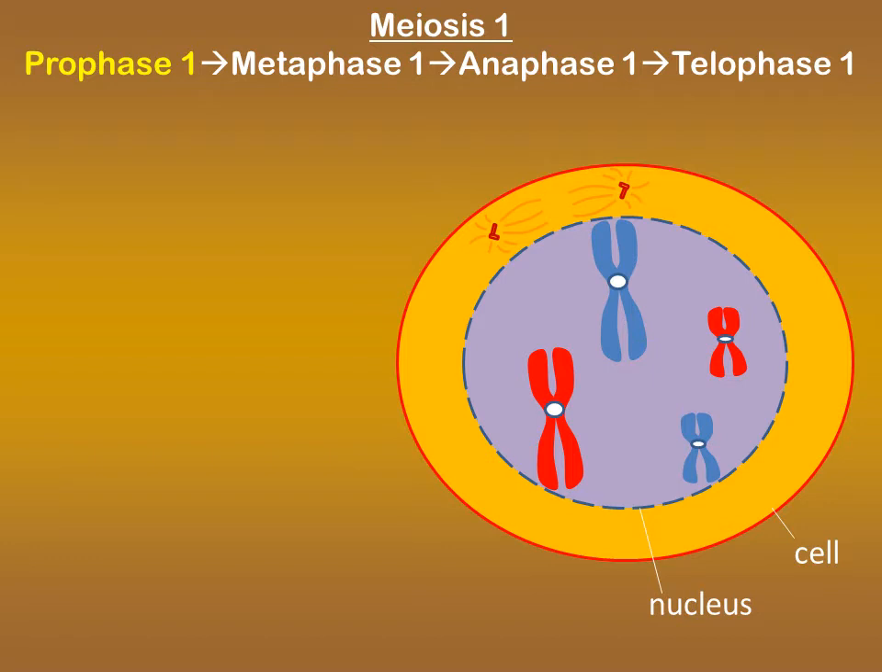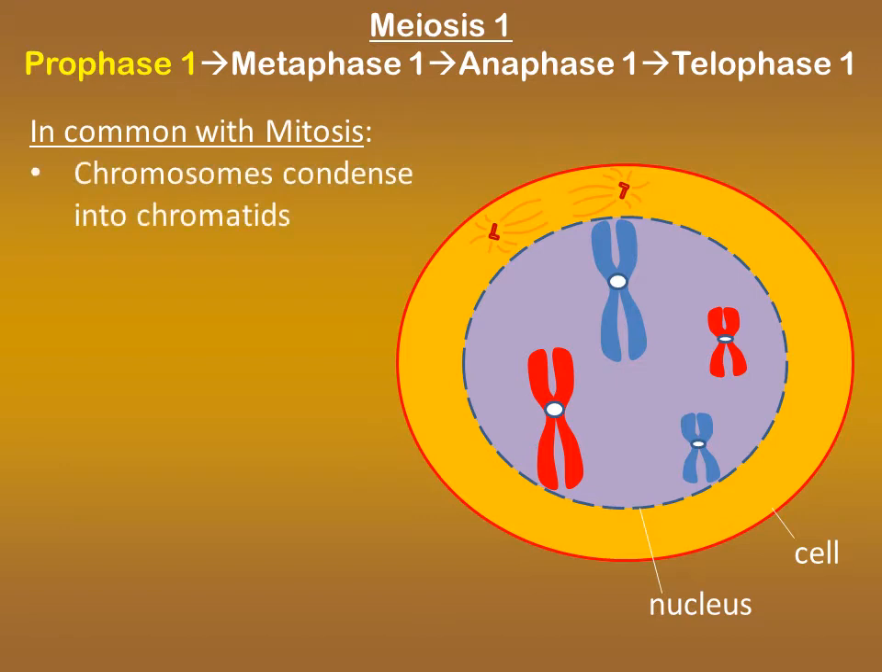So in prophase 1, we see a number of similarities to mitosis. There's the fact that the chromosomes condense into that chromatid form. The nucleus we see is dissolving, it has to go away, and the spindle is forming. Those are all similarities to mitosis.